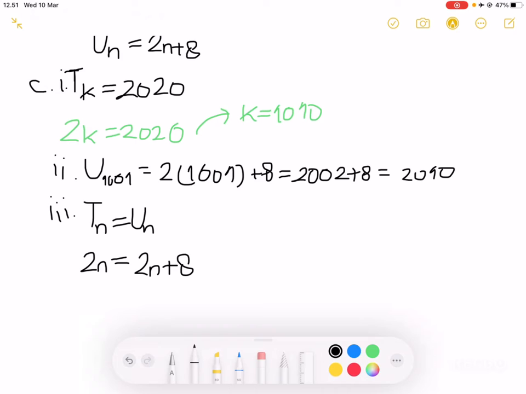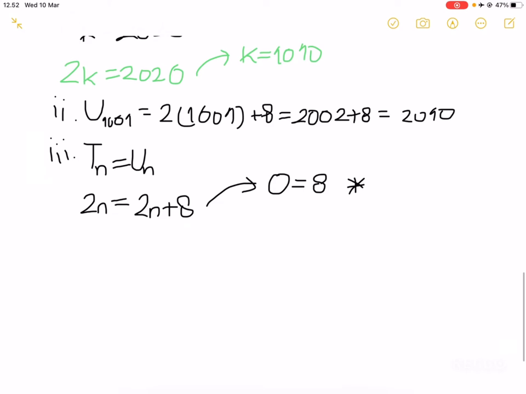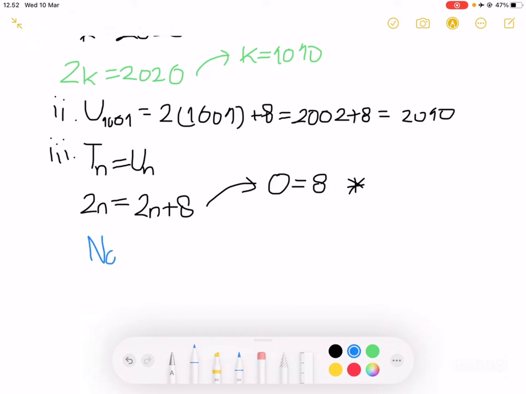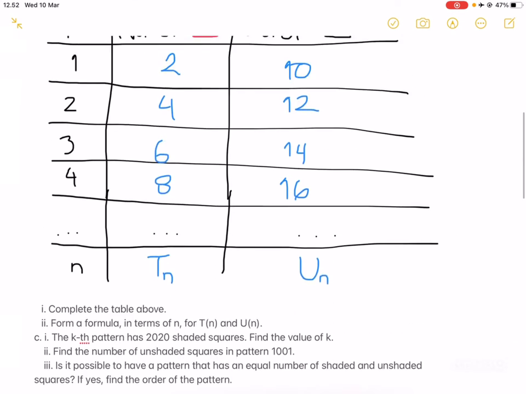However, this in fact does not have any solutions, because if you subtract 2n on both sides, you end up with a contradiction that 0 is equal to 8, which is in fact not true. So what does this tell us? It tells us that it is impossible to have an equal amount of shaded and unshaded squares. So no. So that's the first question.